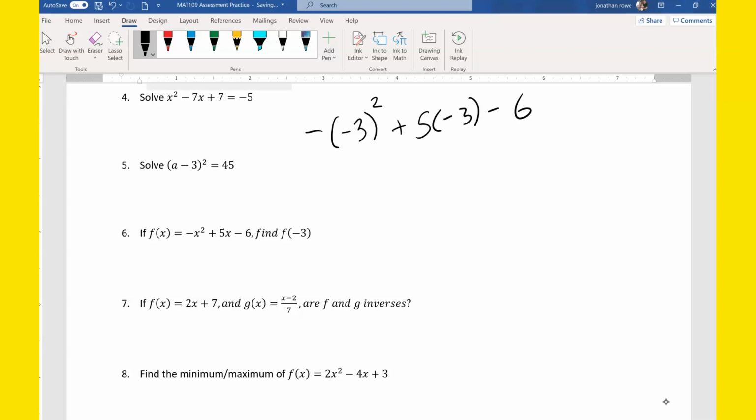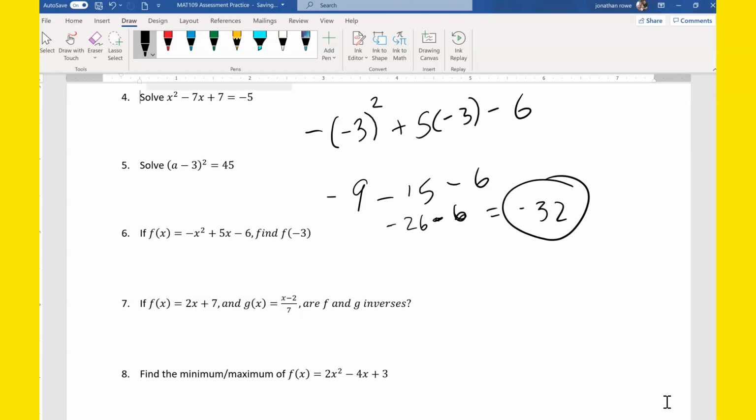So I do my order of operations. First I do the negative 3 squared, and that gives me positive 9. But then there's a negative in front of it, so negative positive 9. And then that makes minus 15 minus 6. So negative 9 minus 15, that's negative 26 minus 6. And that's negative 32 altogether, I do believe.